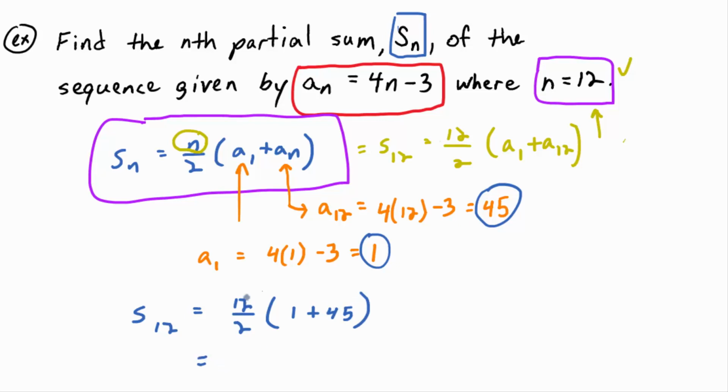And then just do the arithmetic. So what's that going to turn out to be? 6 times 46. What does that turn out to be? 276? Sounds right to me. So in other words, if you were to add the first 12 terms of the arithmetic sequence given by the formula an equals 4n minus 3, those terms would add to be 276.